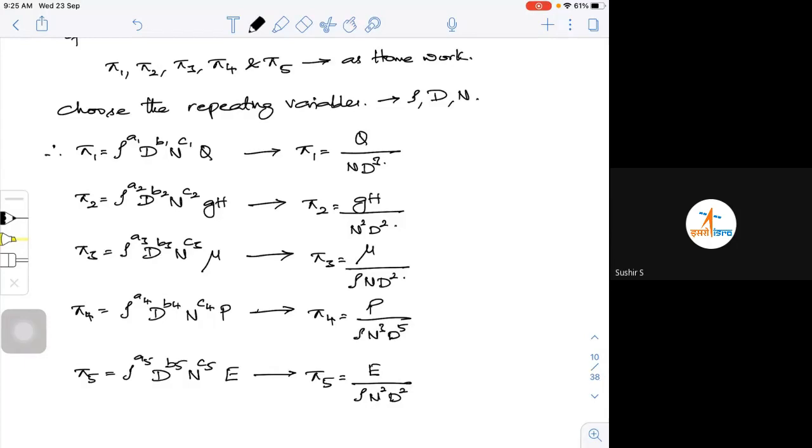So now the pi 1 term, you have the discharge divided by N d cube. This is called the discharge coefficient. Okay, you have g and H. See, you have the H term here, you have the Q term, you have the H term here. This is called the head coefficient.